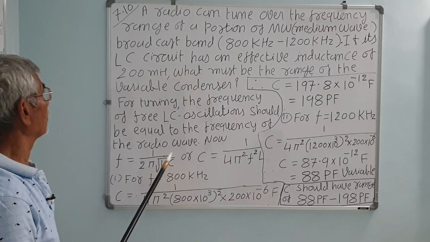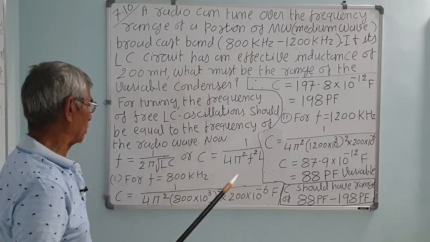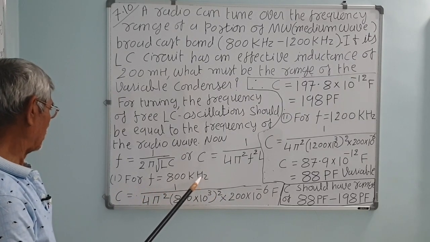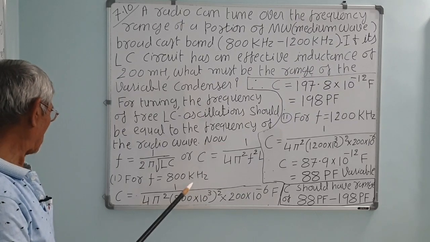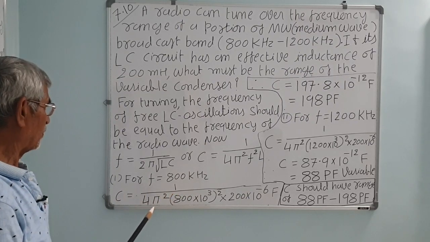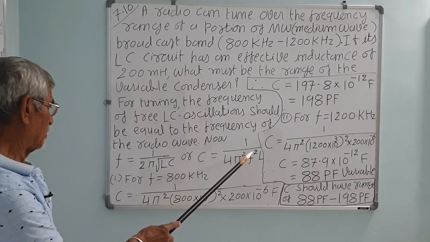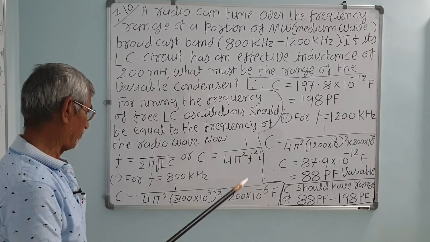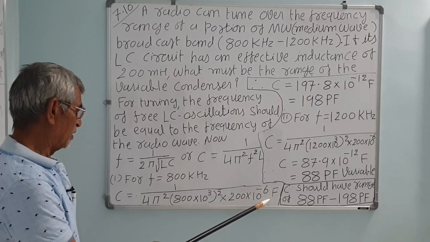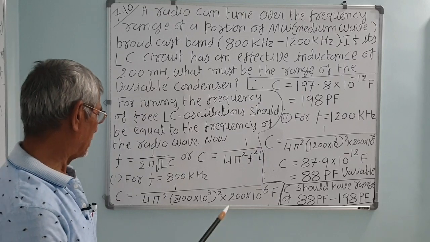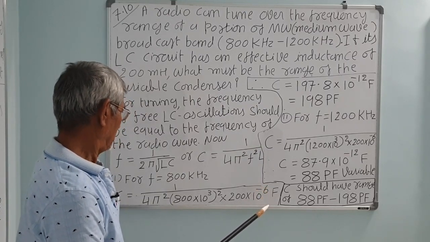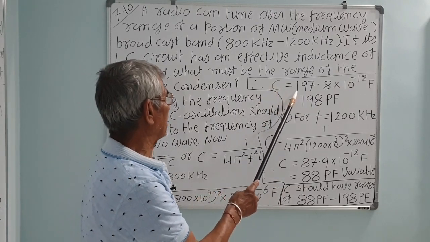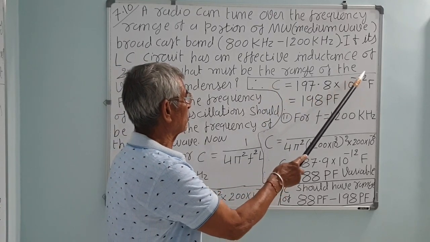The frequency range, there are two frequency ranges. Let us take first case, for frequency 800 kilohertz. What is the value of the variable capacitor? C is equal to 1 upon 4 pi square f square L, that is 800 into 10 raised to 3 square, into the inductance of the inductor, that is 200 into 10 raised to power minus 6 henry. This comes out C is equal to 197.8 into 10 raised to minus 12 farad.